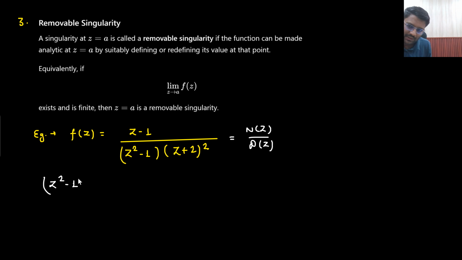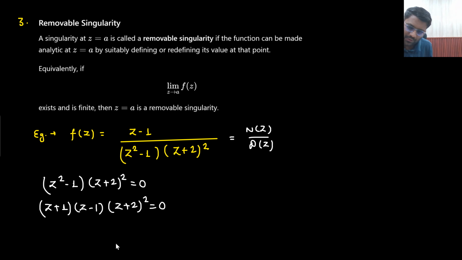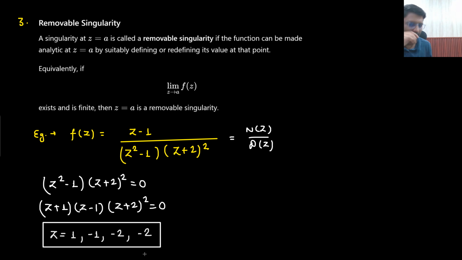If I put the denominator equals to 0, what am I getting? z square minus 1 into z plus 2 whole square should be equal to 0. So it will become z plus 1 into z minus 1 into z plus 2 whole square equals to 0. So from here, what are you getting? z equals 1, -1, -2, -2. These 4 poles you are getting, right?